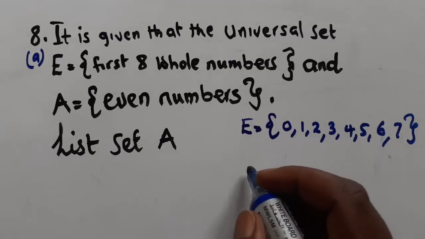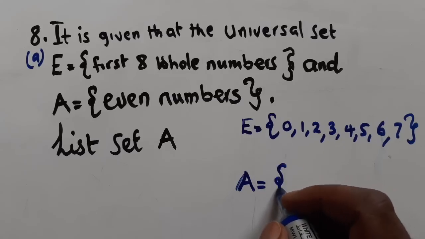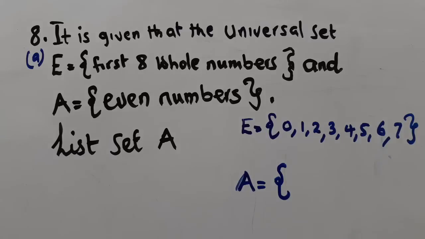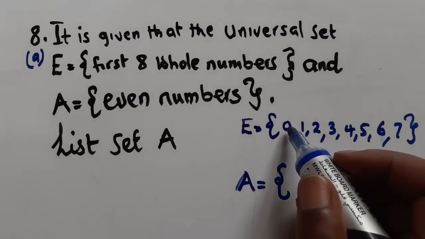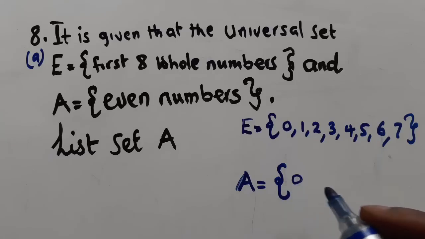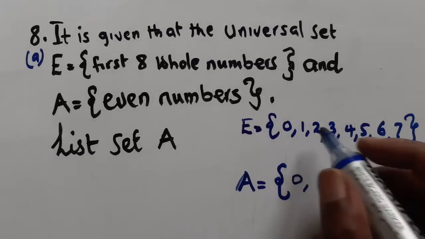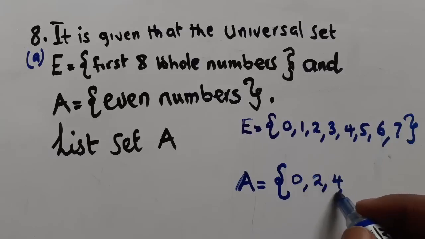Then what is an even number now? An even number is a number that is divisible by 2. When we start from 0 here and divide 0 by 2, what do we get? We get 0. So 0 is an even number. 2 can't go into 1. 2 can go into 2, so 2 is an even number.